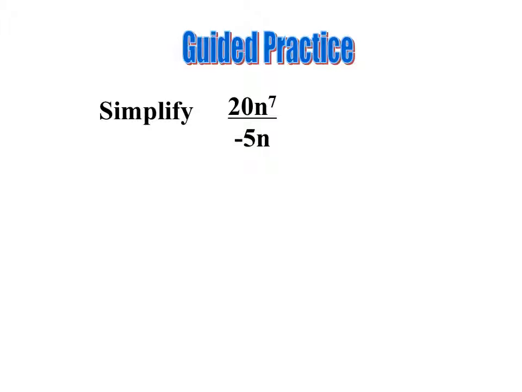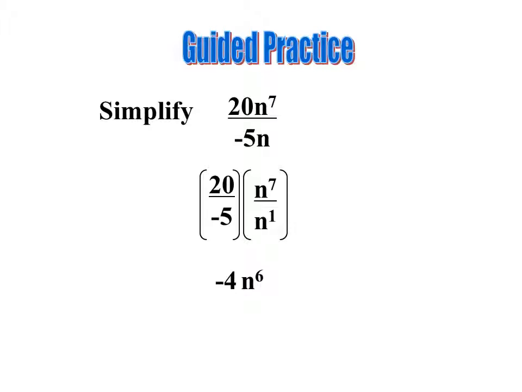Let's try this one. Simplify. 20 over negative 5, n to the 7th, divided by n to the first. Remember, if it's nothing there, it's an imaginary 1. 20 divided by negative 5 is 4. N to the 7th minus n to the first is n to the 6th. That's my answer.